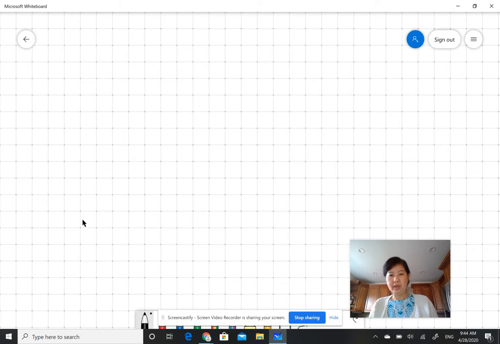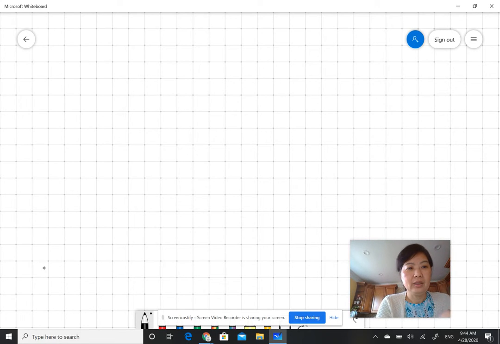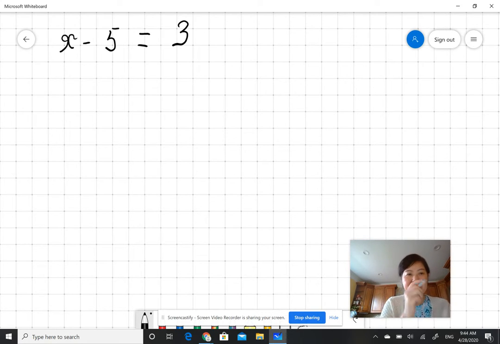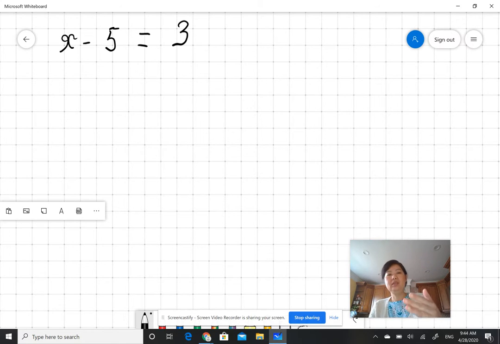For example, if I have the equation x minus 5 equals 3, right? So how to solve this? So you can say 5 less than the number equals 3. So what is that number, right?